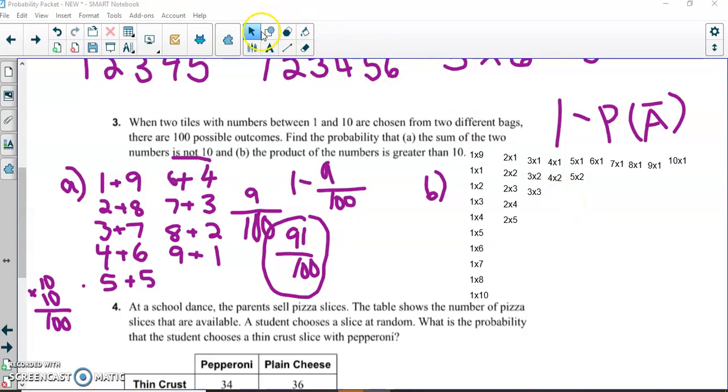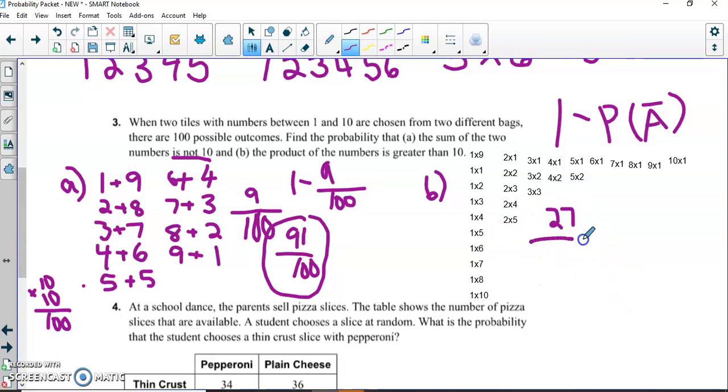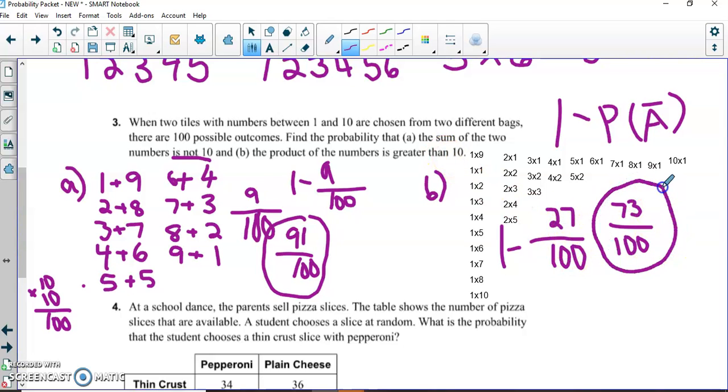So, since there's 27 ways out of 100, that's the complement, right? That's not what we're looking for. But if we do 1 minus that, that would give us what we're looking for, which is going to be 73 over 100. So 27 out of 100 is the complement, right? Because we want greater than 10. We found 10 or less is here, so greater than 10 is here. So 73%, 73 over 100.